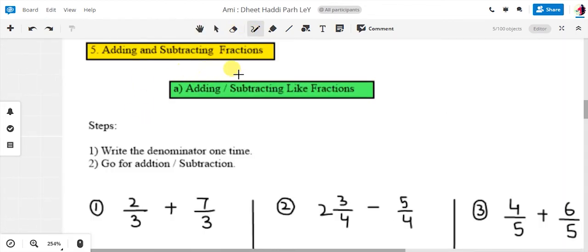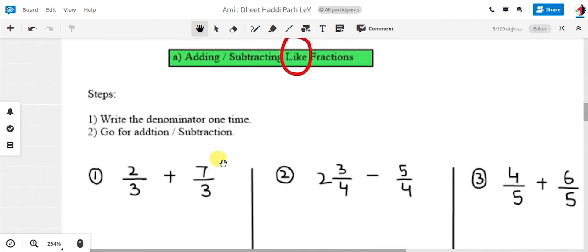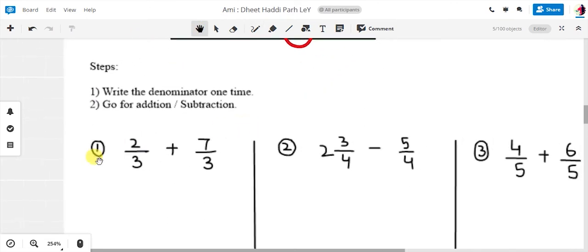Okay. So adding and subtracting fractions. First we are going to start with adding or subtracting like fractions. Remember we have done this in our previous class. So what are like fractions? Like fractions are the fractions which have the same value in the denominator, right? Remember? Okay, so what are the steps? There are certain steps that we are going to follow in adding or subtracting like fractions.